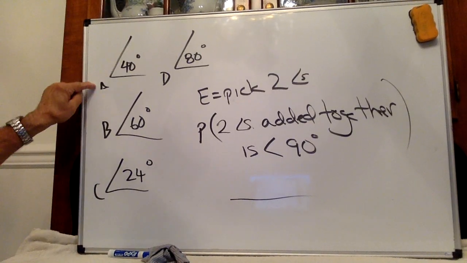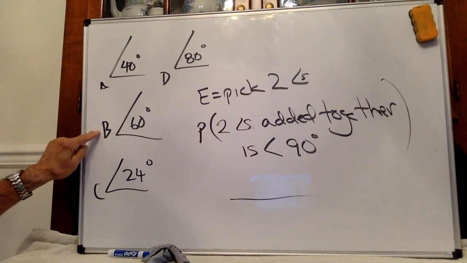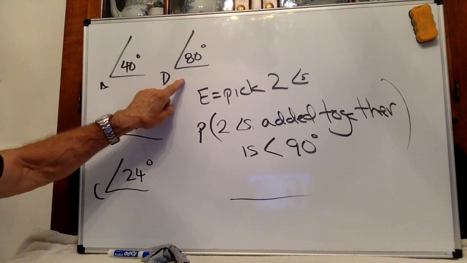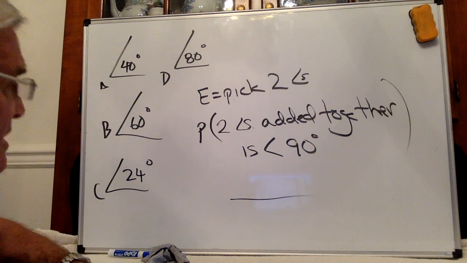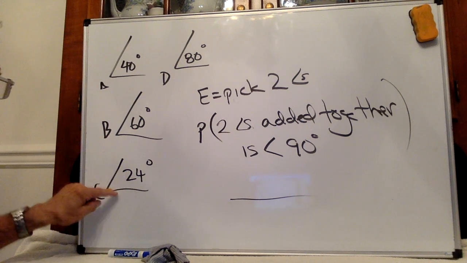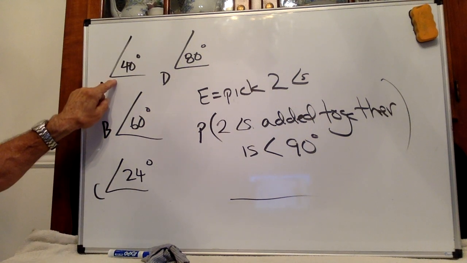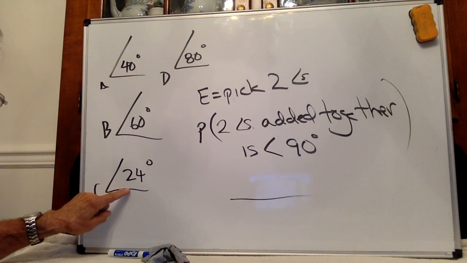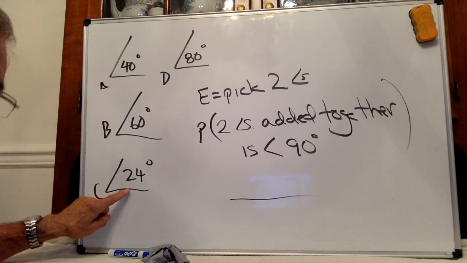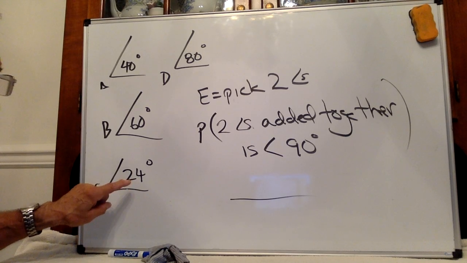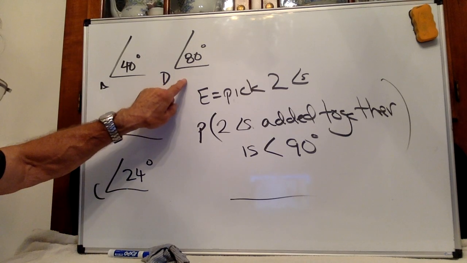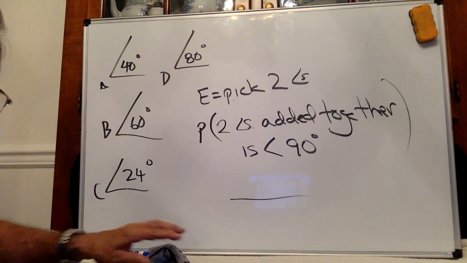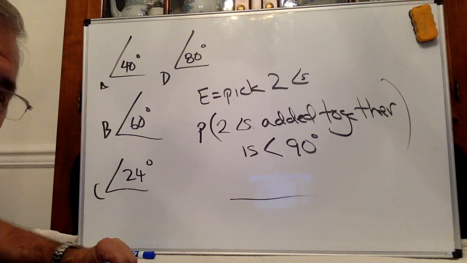Now, I could pick A and B, that's 1. I could pick A and C, that's 2. I could pick A and D, that's 3. I could pick B and C. I don't say B and A, I've already picked it. A, B is the same as B and A. So I've got B and C, that's 4. I could pick B and D, that's 5. And I could pick C and D, that's 6. There are 6 possible outcomes.